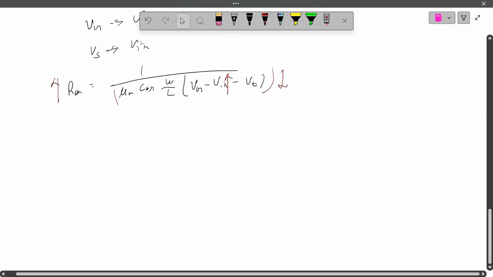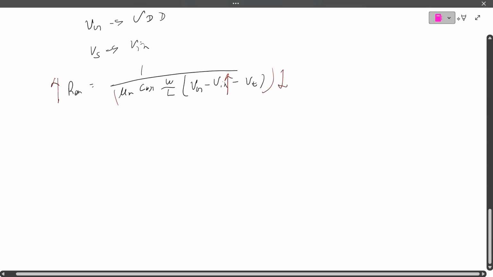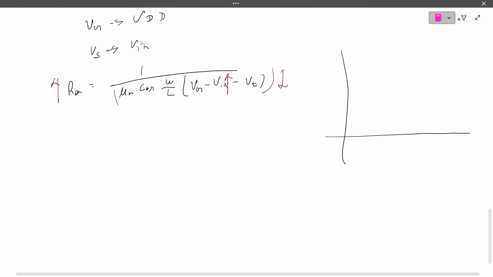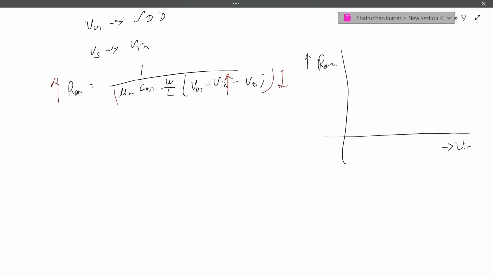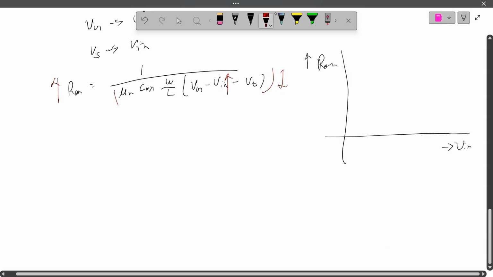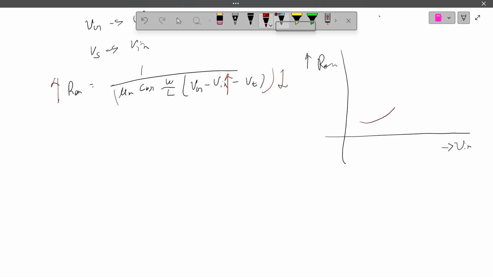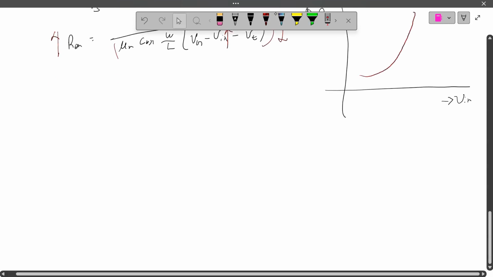So we can say, what kind of graph do we get from here? If I take the Ron with respect to Vn graph, what kind of graph do we get? Okay, so if you increase the Vin, Ron will increase. So we will get this kind of graph.